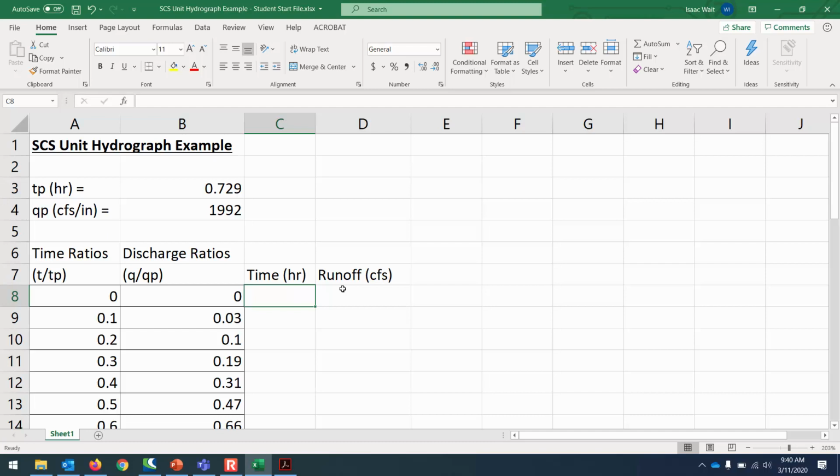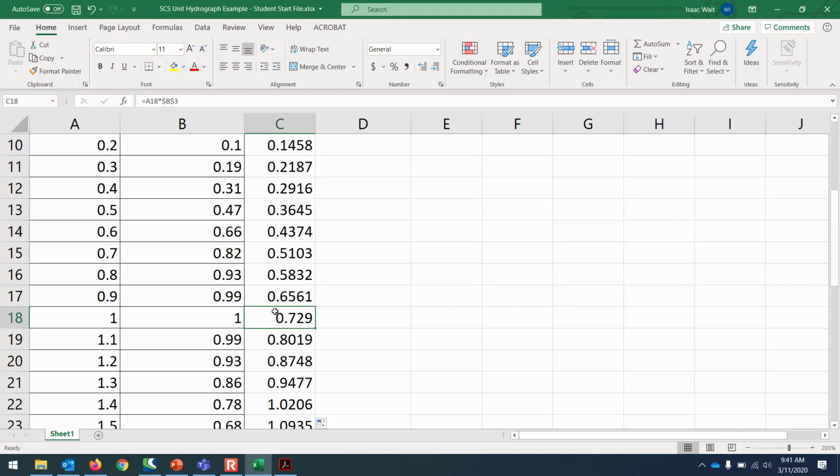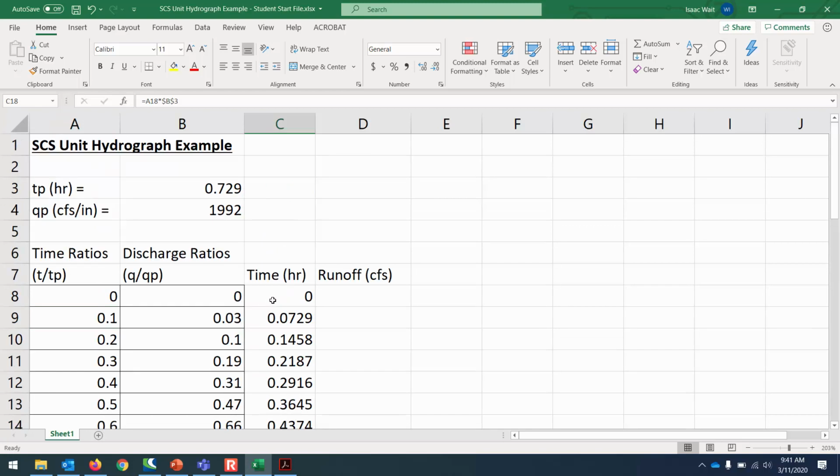Okay, so the time is going to be this ratio multiplied by the time to peak. So if you look at the formula here, T divided by T sub P. If we multiply this ratio by the time to peak, and be sure to anchor the reference to the time to peak, then notice here at 1, that's 0.729 hours since the storm started. So this is taking a relative time scale to an absolute time scale.